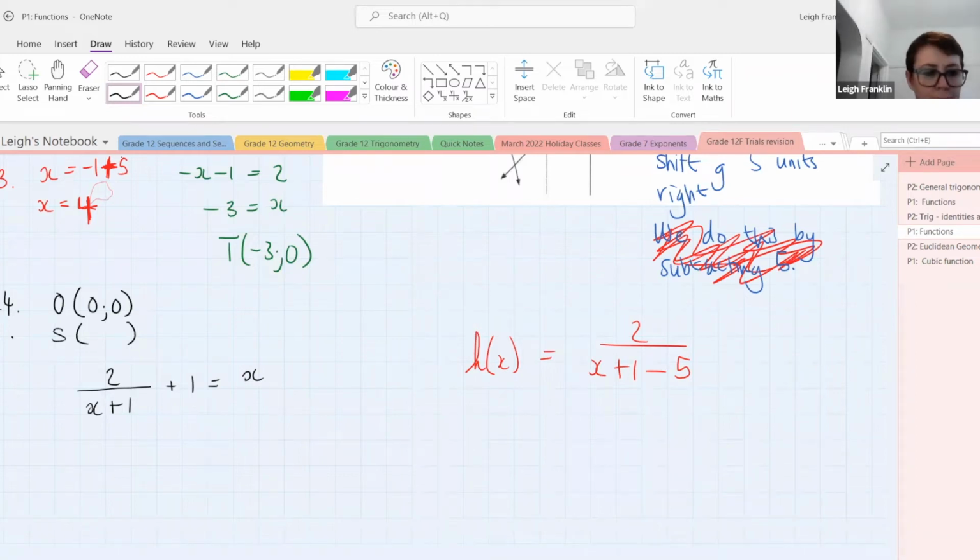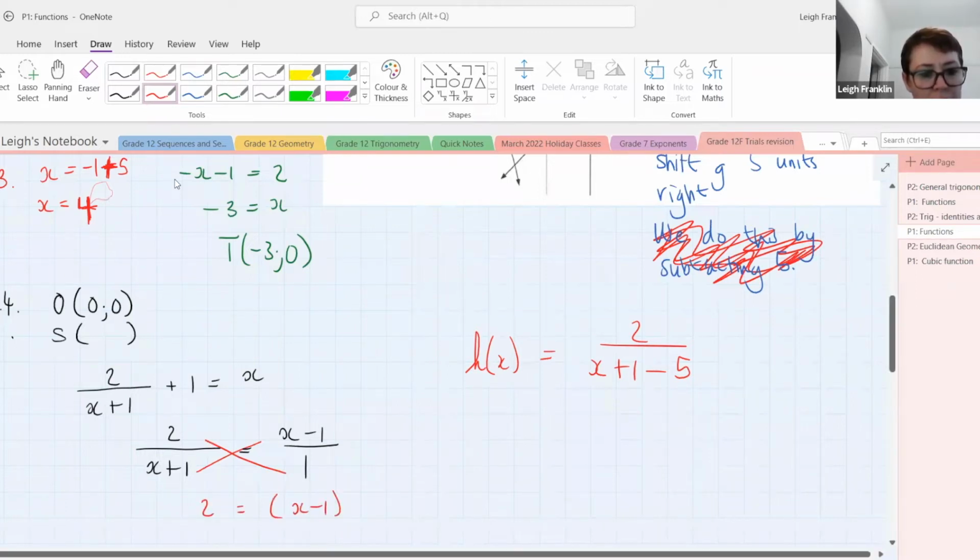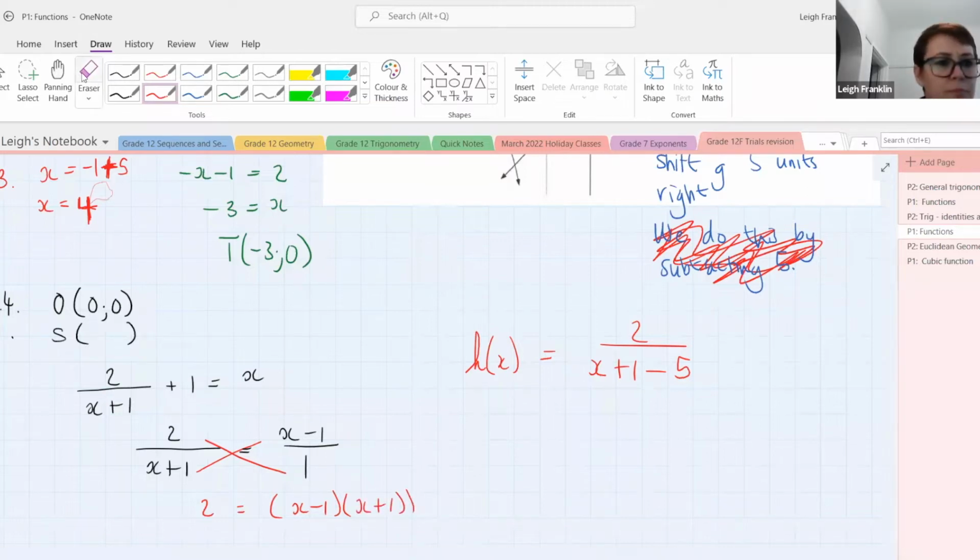What we can do here, there are a few different ways to solve this, but what I would do is leave the 2 over x plus 1 on the left and take this plus 1 over to the right, and here we've got x minus 1, and that's of course over 1. And then here I would cross multiply. So cross multiplying gives us 1 times 2 is 2. And on this side, we've got x minus 1 multiplied by x plus 1.